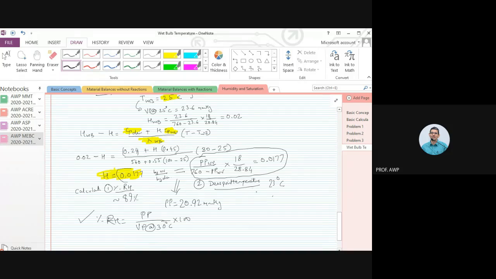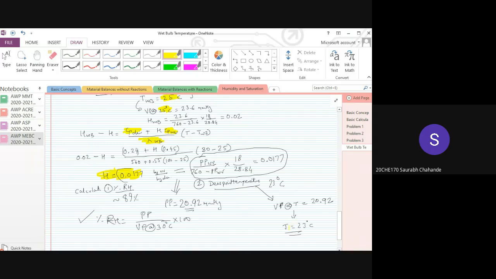Now, dew point meaning what? If I cool to such a temperature when partial pressure becomes equal to vapor pressure. So vapor pressure is 20.92 at what temperature? Use the Antoine equation and you will get the temperature. It will be around 23, definitely less than 25. Snehal, have you got your mistake? Yes, sir, I understood it should be less than 25.